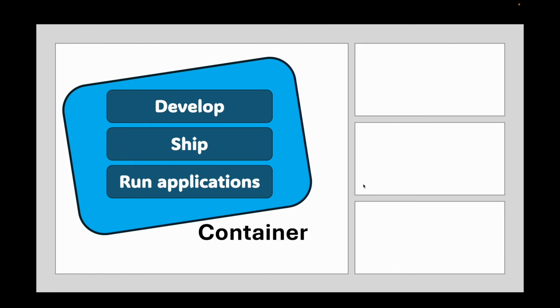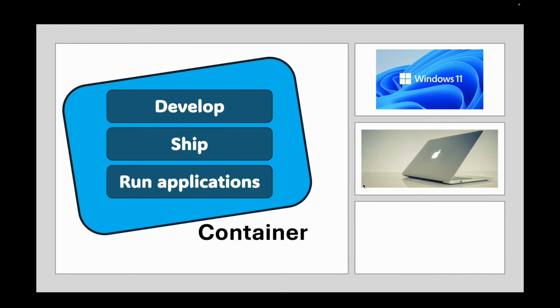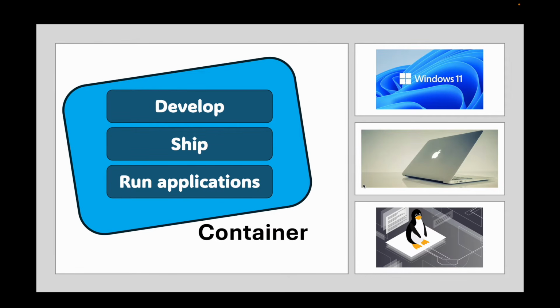Docker fixes this. With Docker, you put your application and its environment into a container. You then run that same exact container on your Mac, your friend's Windows PC, and the Linux server. It will behave exactly the same everywhere. You're not just shipping code anymore, you're shipping a whole predictable working environment. This eliminates the it works on my machine problem forever.